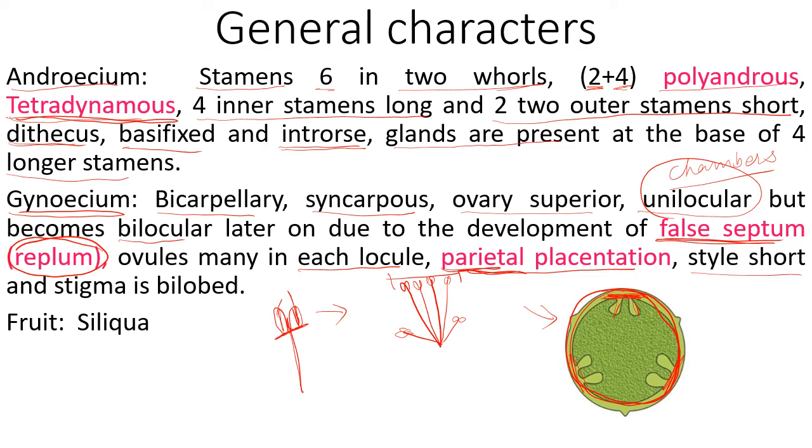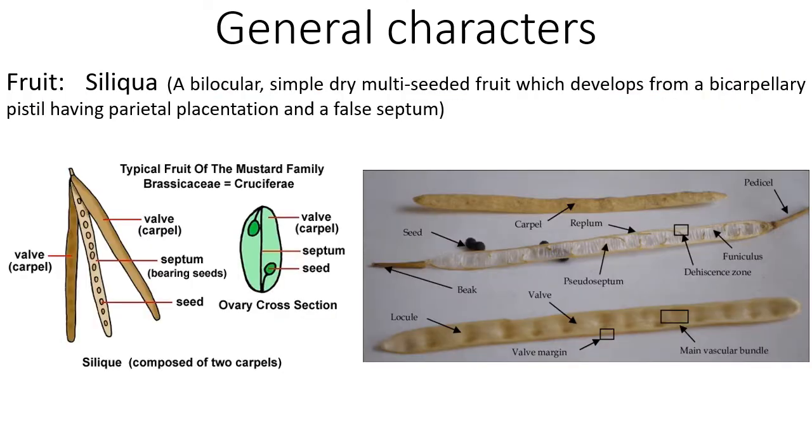Style short, stigma is bilobed, and fruit is siliqua. This type we'll understand in the next slide. The siliqua is a kind of fruit which is formed from a bilocular or bicarpellary ovary. A simple dry multiseeded fruit which is developed from a bicarpellary ovary having parietal placentation and false septum.